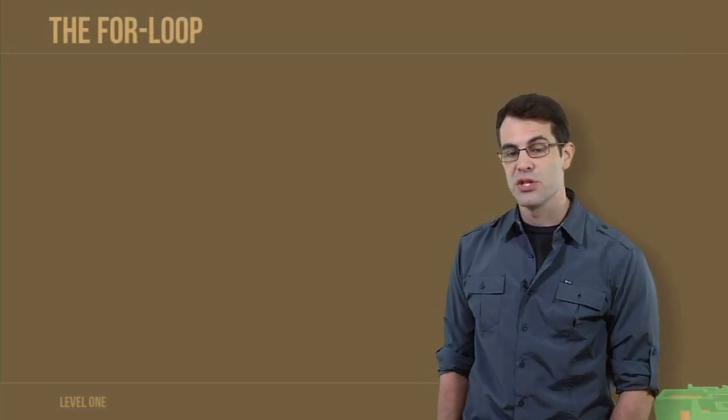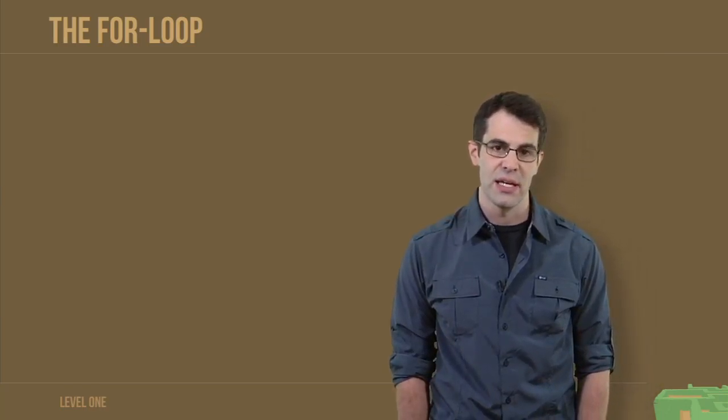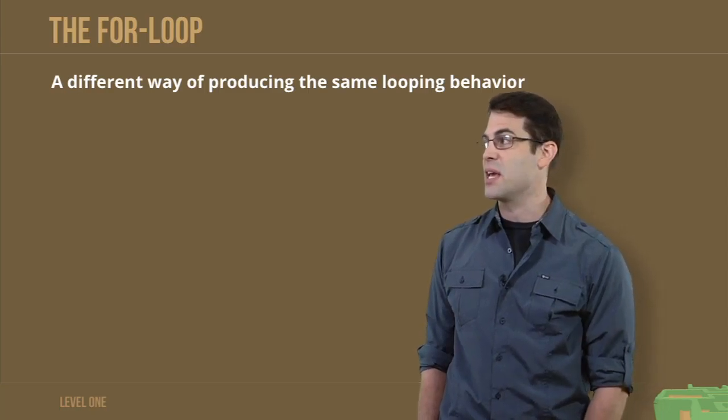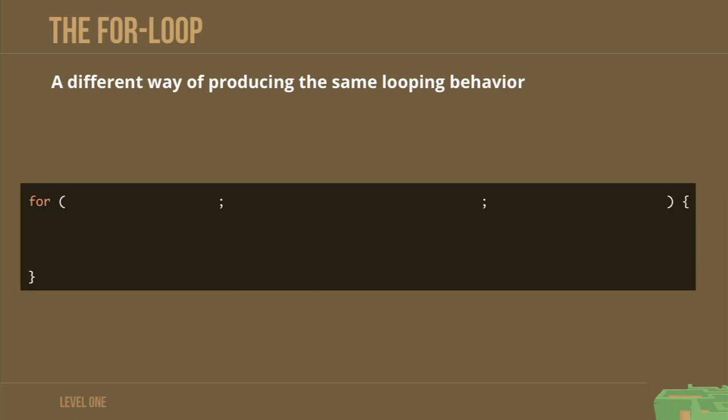Now we'll move on to a different style of loop, but one that has similar functionality. It's called the for loop. It's a different way of producing nearly the same looping behavior. Here you can see the basic outline of a for loop.